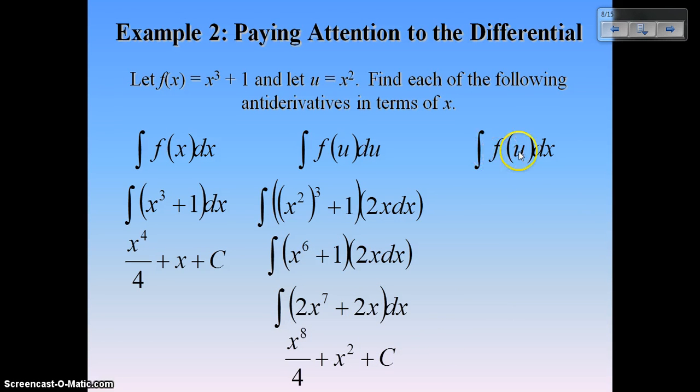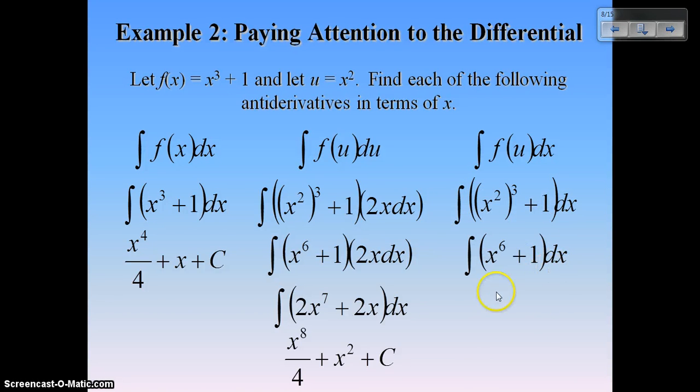Here we have f of u dx. I'll plug the u in, but then I'll just leave the dx as it is. So that's x to the 6 plus 1 dx. Anti-differentiate: x to the 7th over 7 plus x plus c.